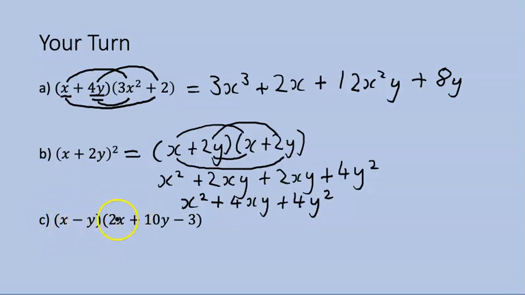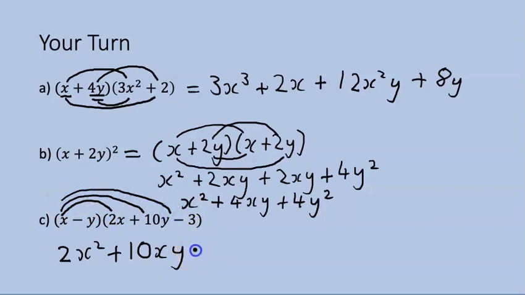So now I'm going to go on to c. X minus y multiplied by 2x plus 10y minus 3. I'll say that again. X minus y multiplied by 2x plus 10y minus 3. So x times 2x gives me 2x squared. X times 10y gives me 10xy. X times minus 3 gives me minus 3x.